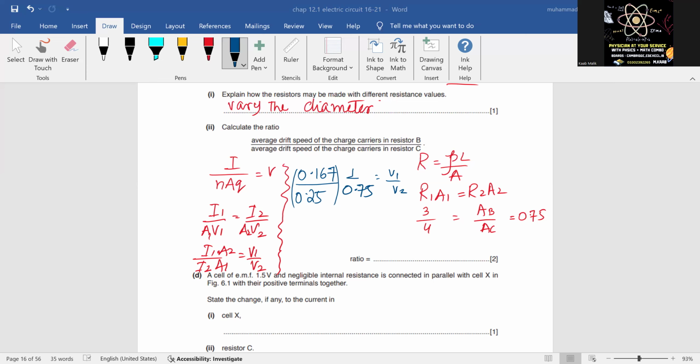Sir, 0.89. It should not be 0.89. I'm sorry. Wait. So this will be A2. What did I take, A2 over A1. Okay, fine. So this should be 0.5 only. 0.75, right?